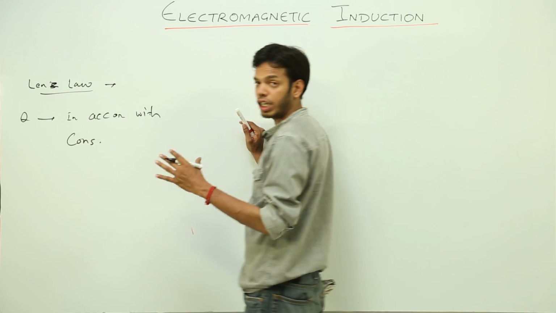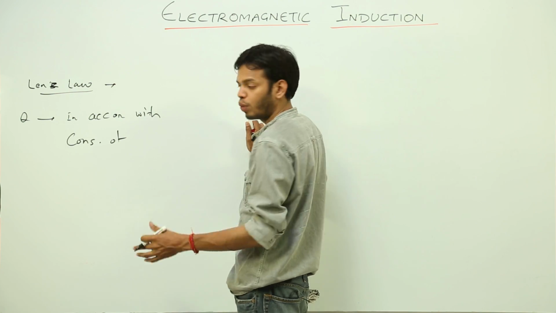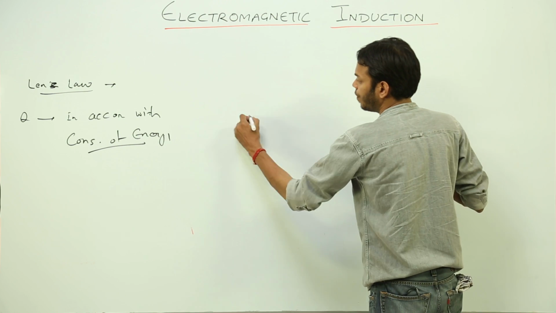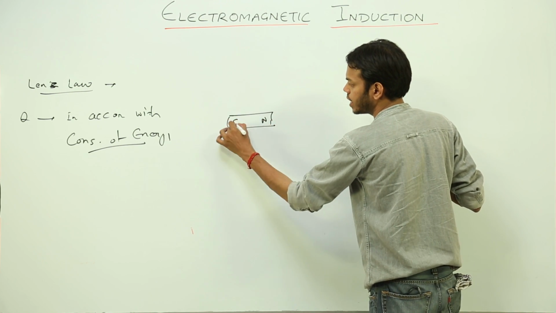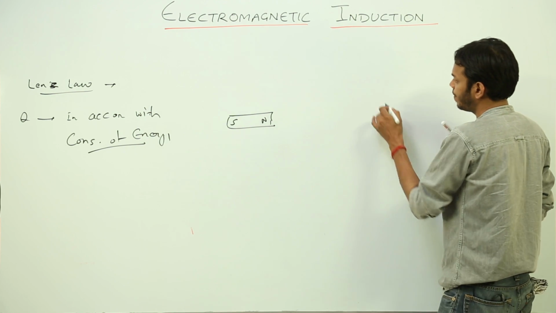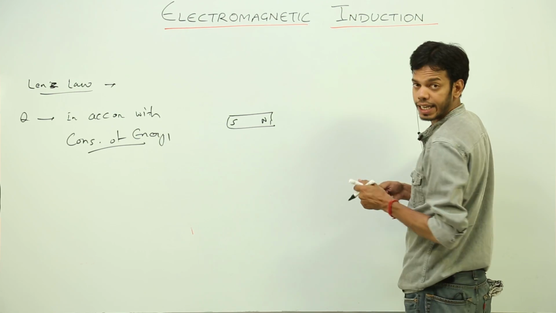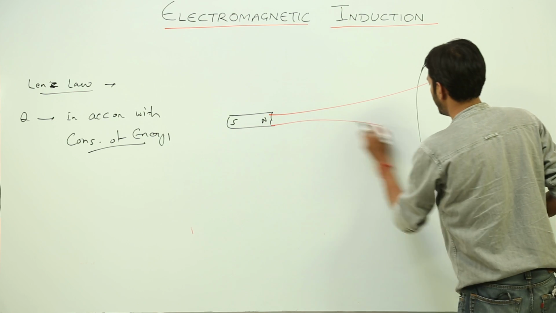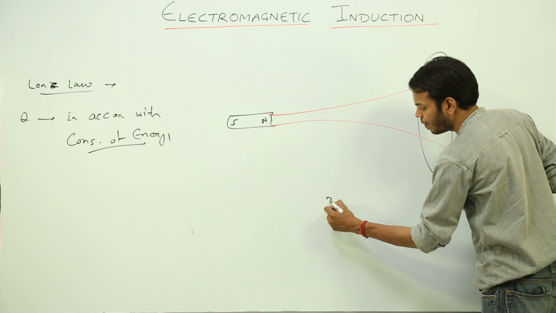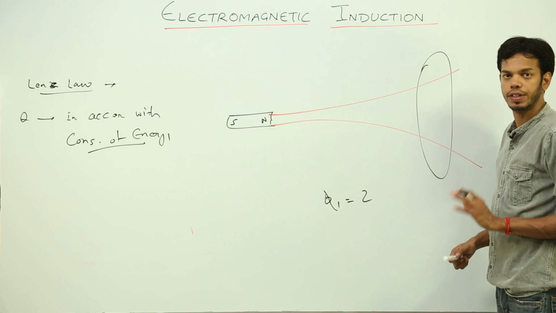Now, why is this question even important? Why does this question even exist? What has Lenz's law got to do with the law of conservation of energy? See, I'll explain. We have a magnet, which is this, North Pole and South Pole, and we have a loop here, this far away. Let us say right now only two magnetic lines of force are passing through this coil. That means flux is equal to 2. What is flux? The number of lines passing through the surface, right?